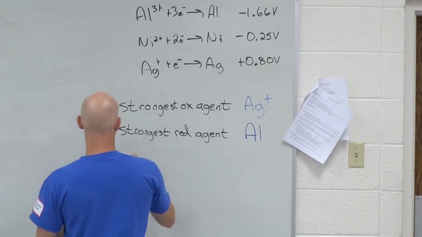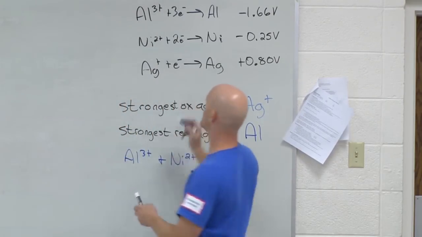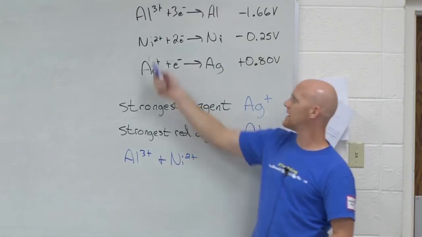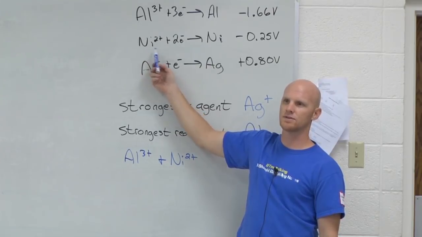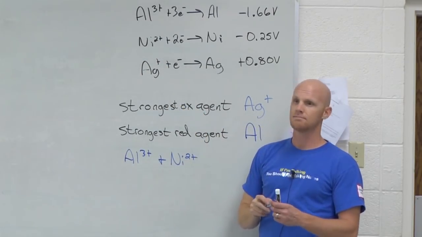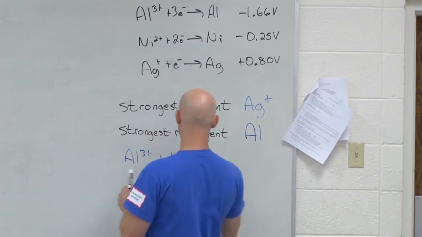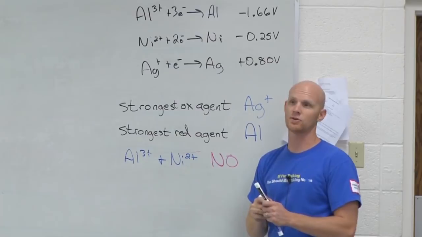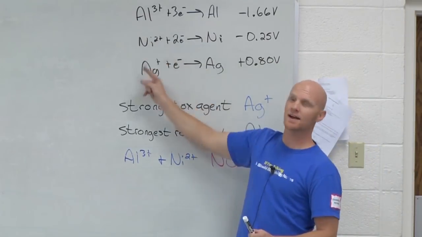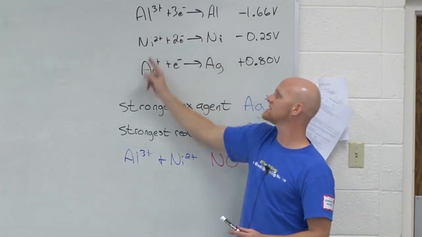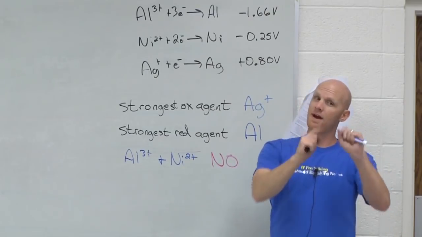Notice, if I just said, can Al3+ react with Ni2+ based on this info? Well, what can happen to Al3+? He can get reduced. What can happen to Ni2+? He can get reduced. You ever heard of a reduction reaction? Nope, sweet. That's just right off the bat wrong. And we just say a big fat no, these will not react spontaneously. I don't have to do any number crunching or anything. I need one from this side and one from this side, because these guys can gain electrons, these guys can lose electrons.